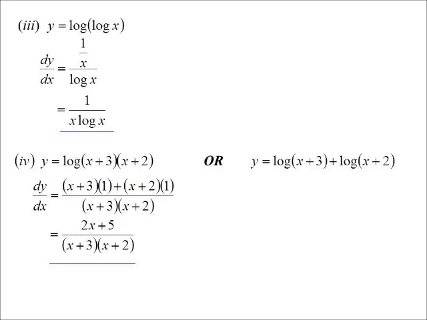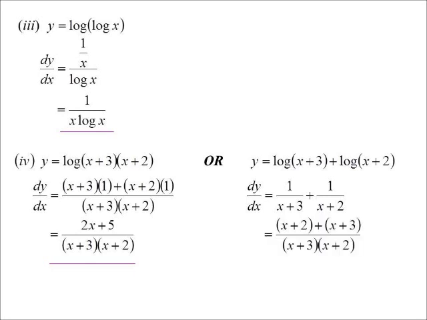If I'd used my log laws first, well when we're multiplying two functions together, we can turn that into an addition, and then differentiate each of these individually, so the derivative becomes a little bit easier to work out. Differentiate x plus 3, you get 1, so it's 1 over x plus 3. The second one becomes 1 over x plus 2, but the difference here is now you need to do some algebraic fraction work to come up with the final answer. So we get our common denominator, add them together, and of course we get the same answer.